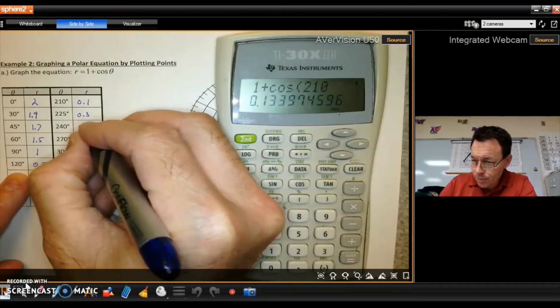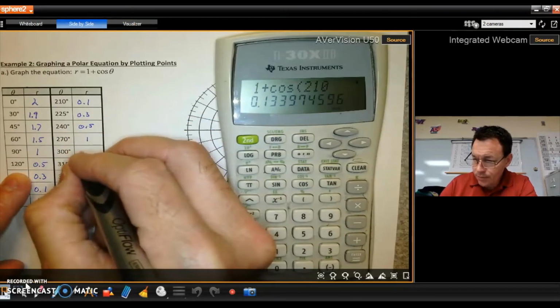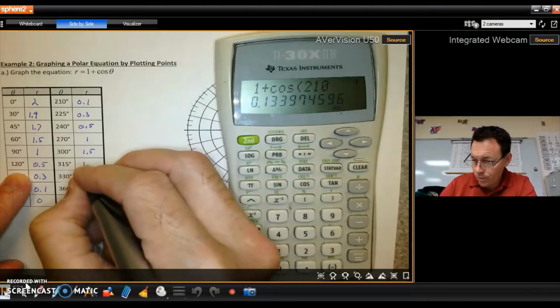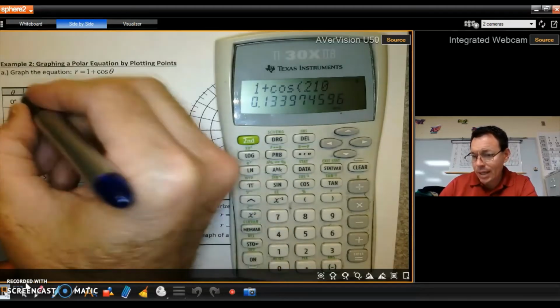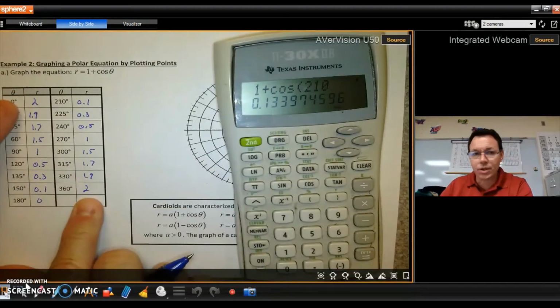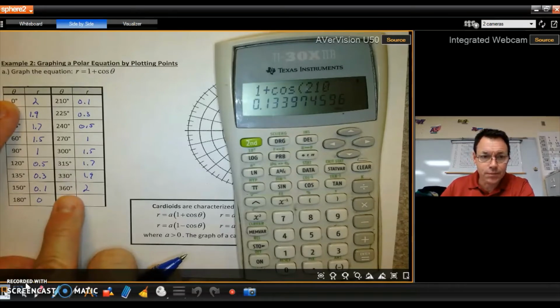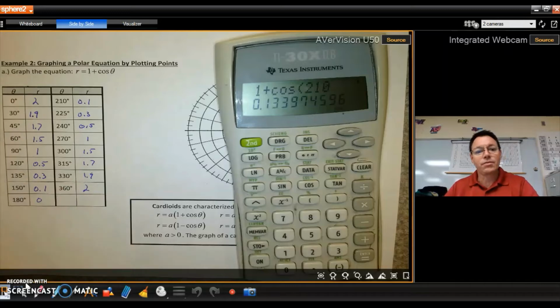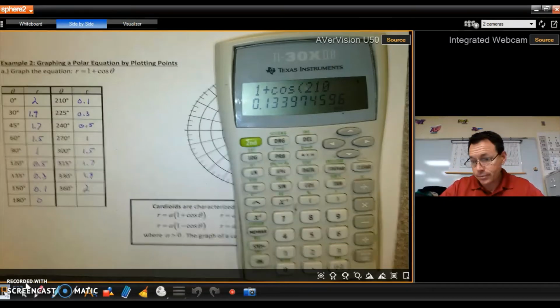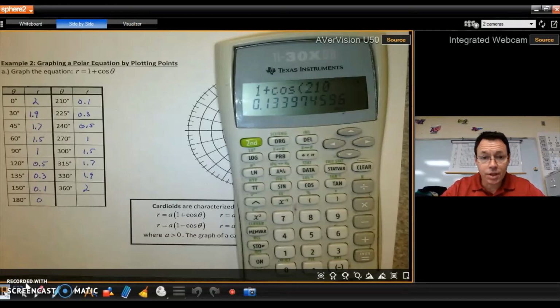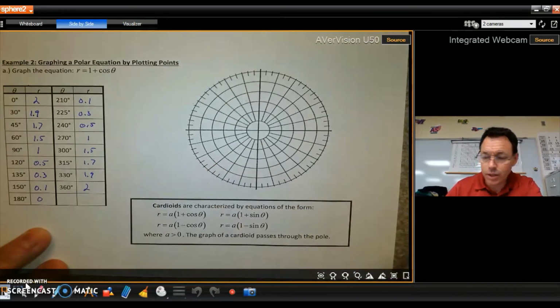I guarantee that 225 is going to be 0.3, 240 is going to be 0.5, and then 1, 1.5, 1.7, 1.9, and then you're always going to end where you started. Okay, 0 and 360 are the same. They're the same angle. So if that has a value of 2, that should have a value of 2. And that's our T-chart. Okay, that's all we're doing. We're doing T-charts that we need to come over here and graph.